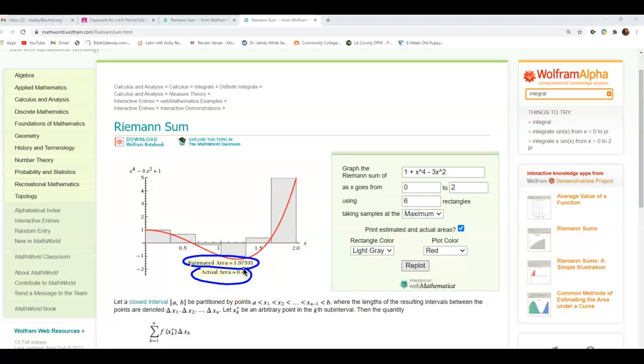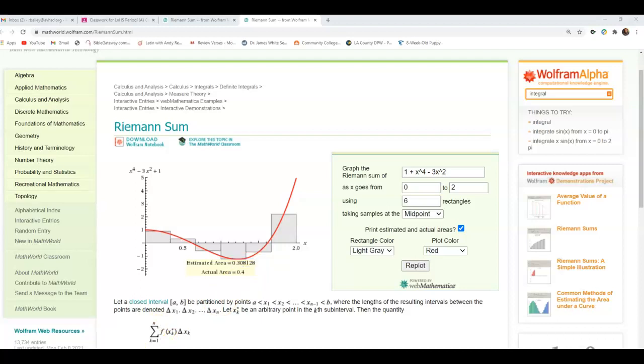Now, how can I get a better estimation? Well, you could try a right Riemann sum. You could try a midpoint Riemann sum. Let's try doing a midpoint Riemann sum. We know that midpoint Riemann sums give us a better estimation. So here's a midpoint Riemann sum. I've made my rectangles have midpoints. And as you can see, that's a much better estimate, a lot closer. And we learned that midpoint Riemann sums give us better estimations, right?